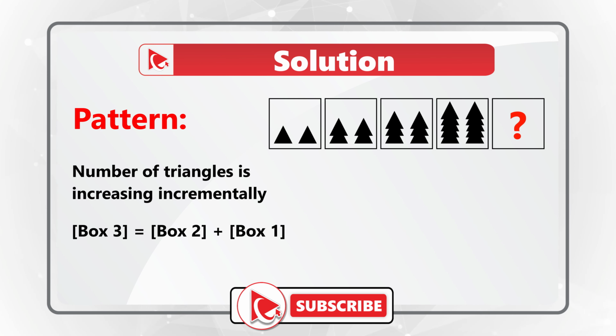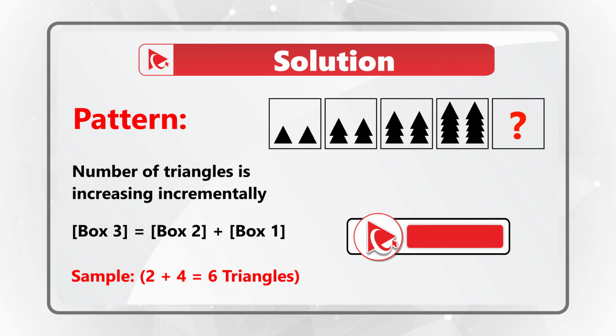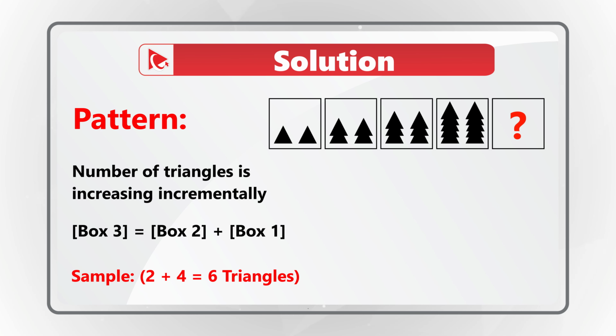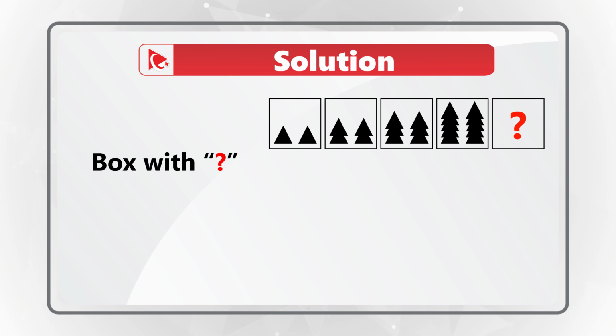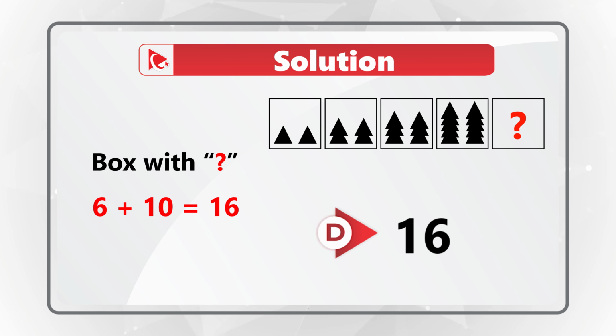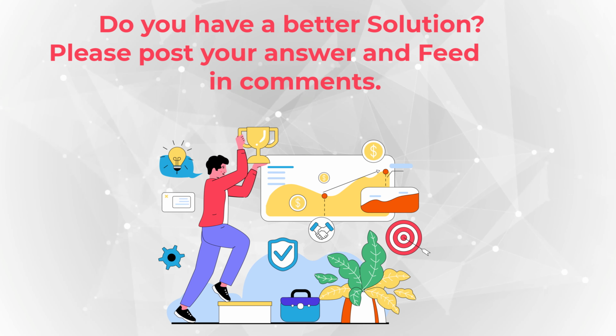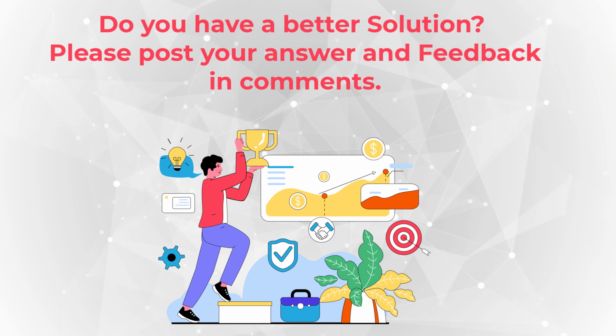For example, the actual calculations start with square 3. To get to the number of triangles in square 3, you need to add 2 triangles plus 4 triangles, which equals 6. Based on this logic, to calculate the number of triangles in the last box, you need to add 6 plus 10, which would equal 16 triangles. So the correct answer here is choice D, 16 triangles. Hopefully you've nailed this question on your own and now know how to answer similar problems on the test.